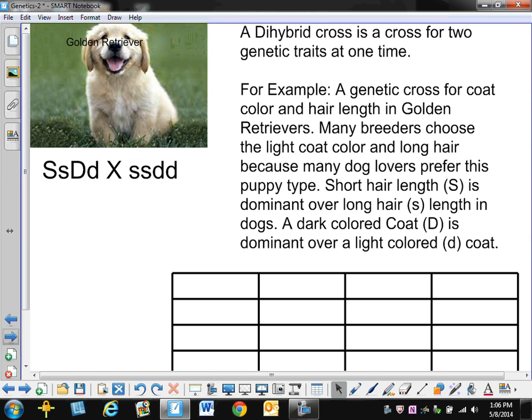All right. I want you to follow along in this. I want you to listen. I changed the letters here. So my letters here are different than your letters. This is easier. I'm going to tell you exactly what I want you to remember for the test. A dihybrid cross is a cross for two genetic traits at one time.